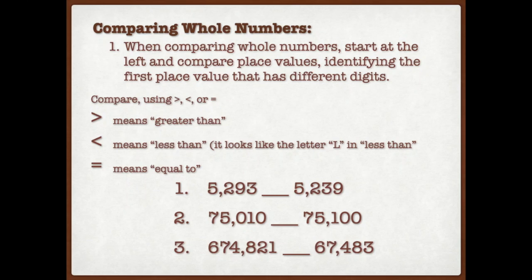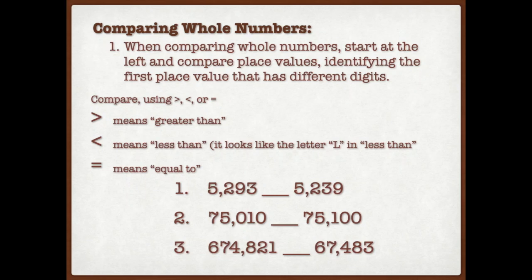Now, if it was less than, it would be pointing to my right, and it is very similar if I would make the letter L. Okay, L for less than. Okay, and then equal to is the equal sign. So number 2, let's take a look. We'll start on the left side. We got 7 and 7. We have 5 and 5, 5,000. We have 0 against 100. So the 75,100 will be greater than the 75,010.